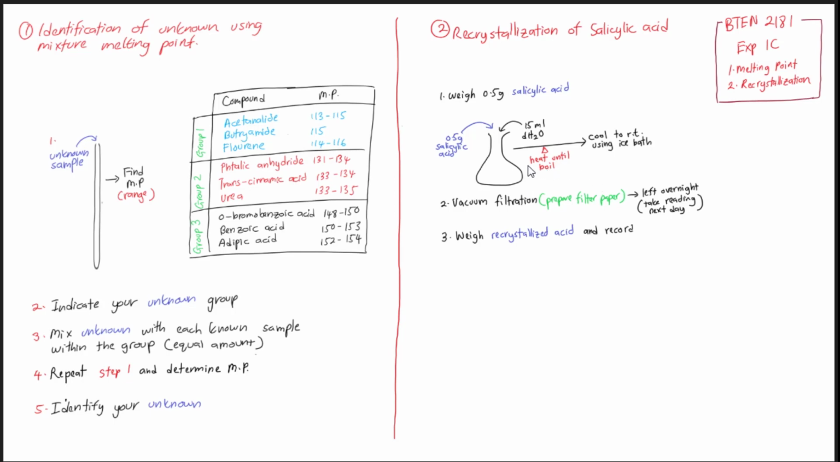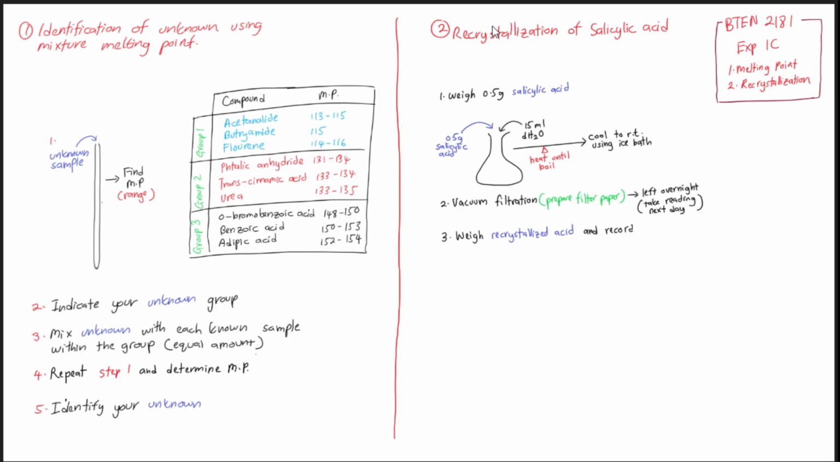The idea for this recrystallization is that you need to find the solvent, in this case the water or whatever solvent, that can dissolve your sample at hot temperature but not dissolve it at room temperature. I repeat, the idea for the recrystallization is that you need to find a solvent that can dissolve your sample at hot temperature but not dissolve it at room temperature.